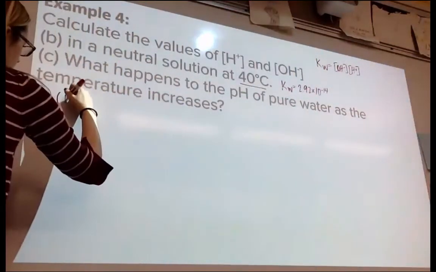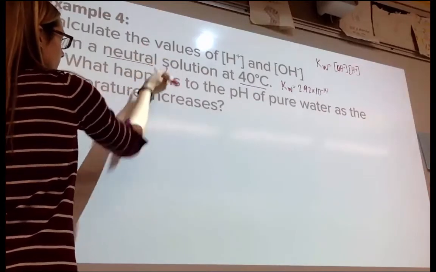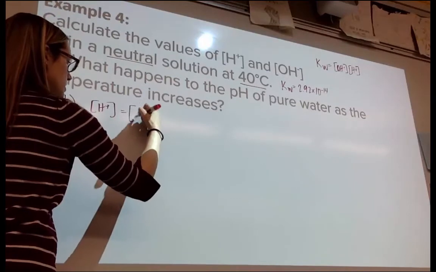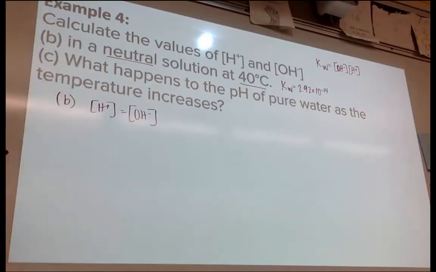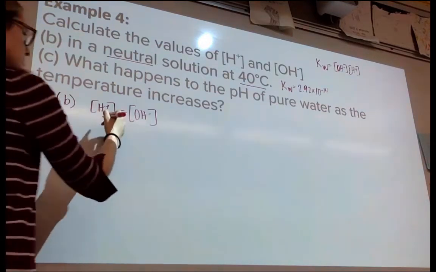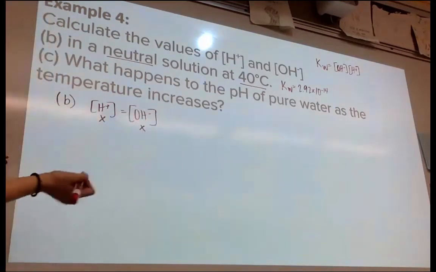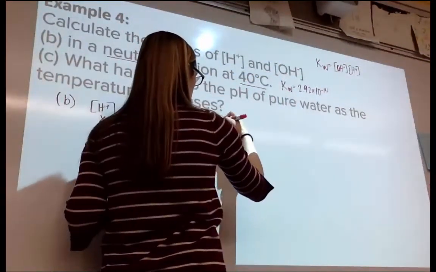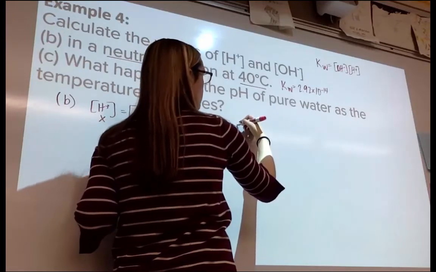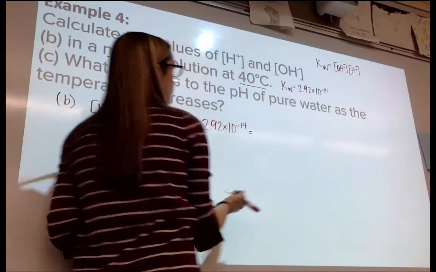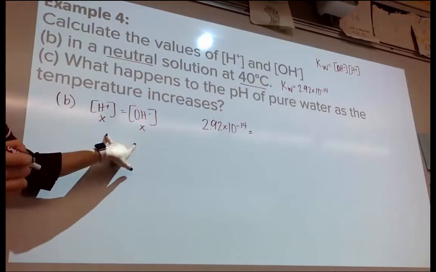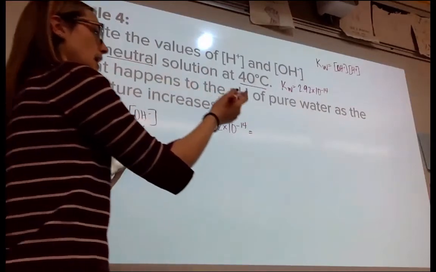And so for this, neutral, the keyword here, means that H plus equals OH minus. So if I put in X for H plus, that means that OH minus is X as well. I'm just going to use the KW expression. At 40 degrees Celsius, KW is 2.92 times 10 to the negative 14. H plus is X, OH minus is X. X times X is X squared.